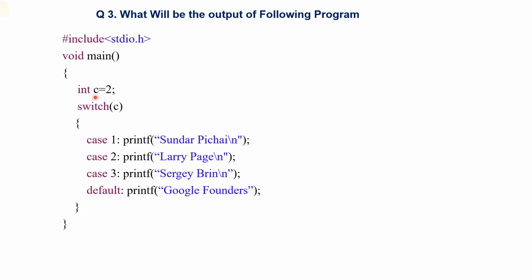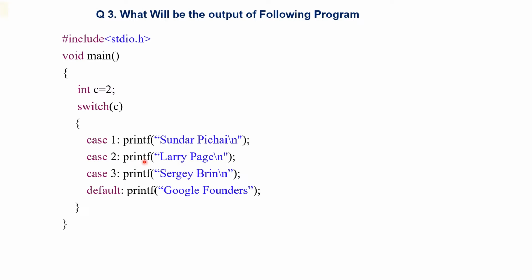So firstly, an integer variable c is declared and it is initialized with the value 2. The next is the switch statement, where the switch expression is c and the value of c is 2. Therefore, this 2 will be compared with each case value one by one. Firstly, this 2 will be compared with 1. Here a match doesn't occur, so this 2 will be compared with the next case value, that is 2. Here a match occurs, 2 is equal to 2. Therefore, the next statement will be executed.